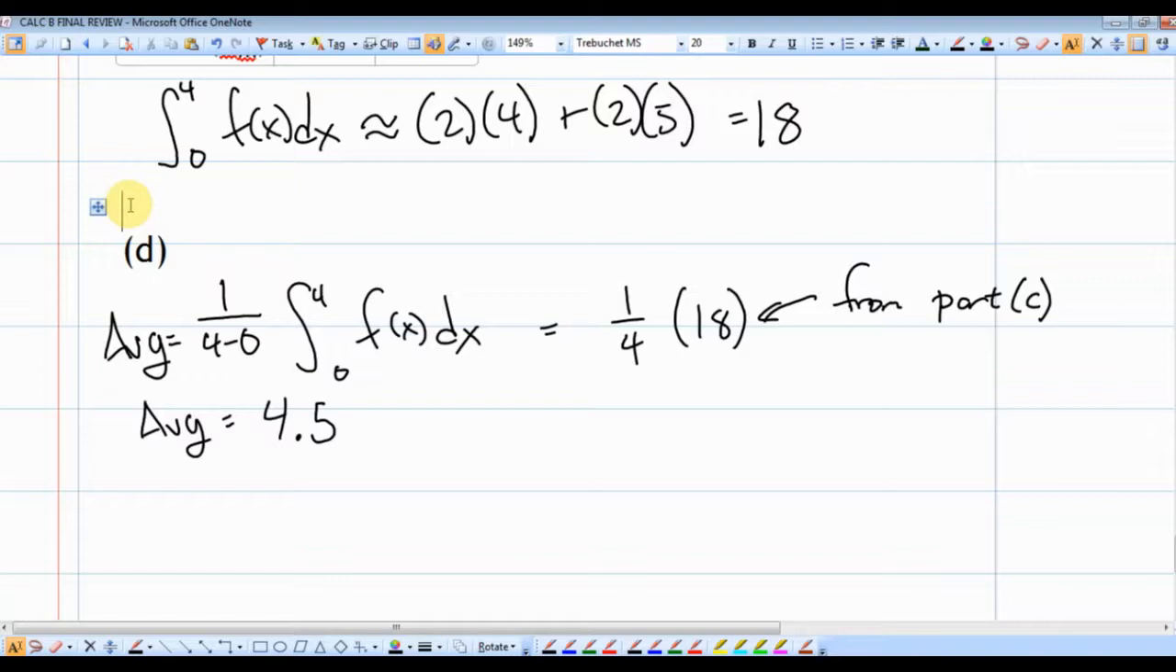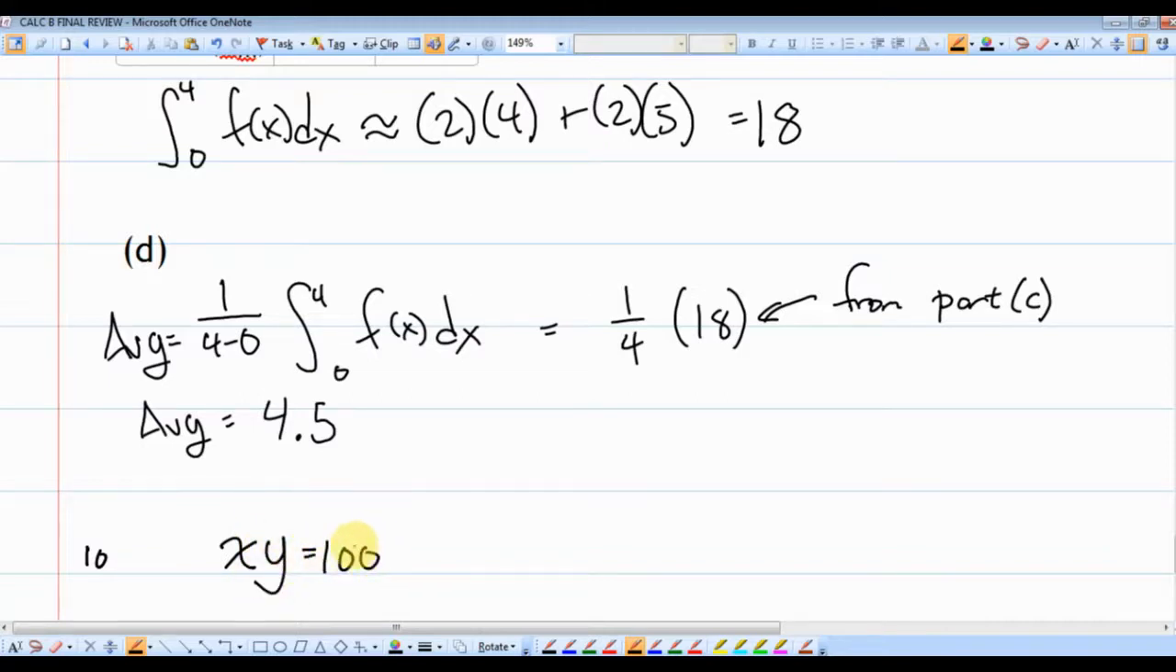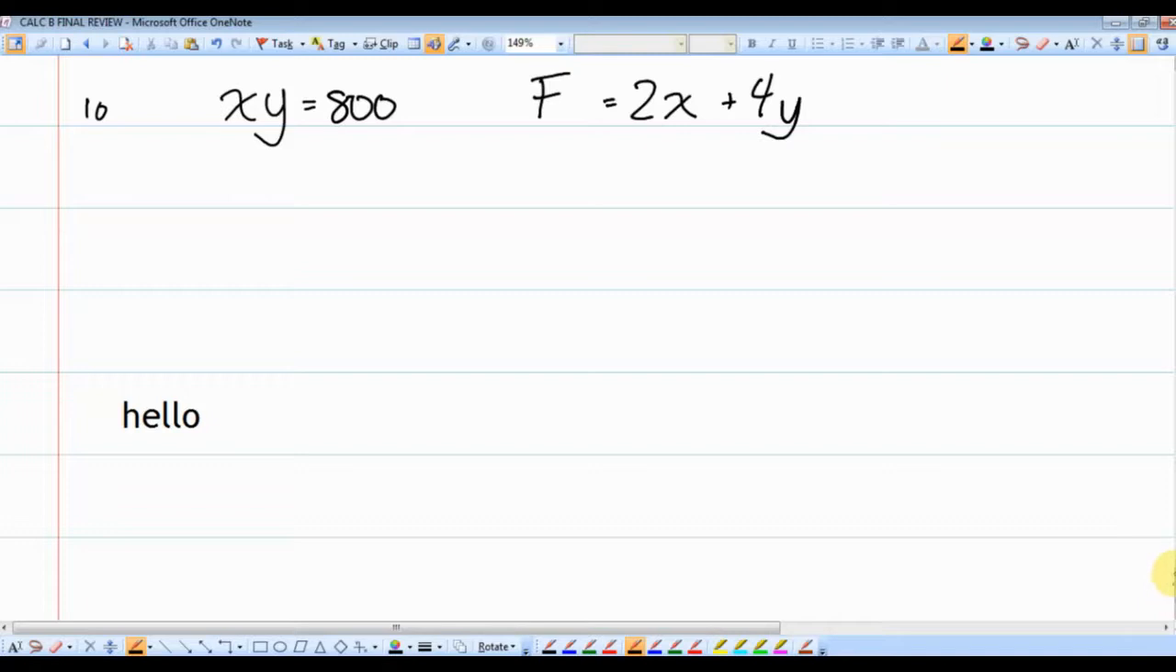Okay, let's take a look at number 10. The product of two numbers is 800. Okay, we don't know what the two numbers are, so we'll use x and y. X times y equals 800. Find the two numbers if the sum of 2 times the first and 3 times the second is the minimum. So I want 2 times the first plus 3 times the second. I want that to be a minimum.